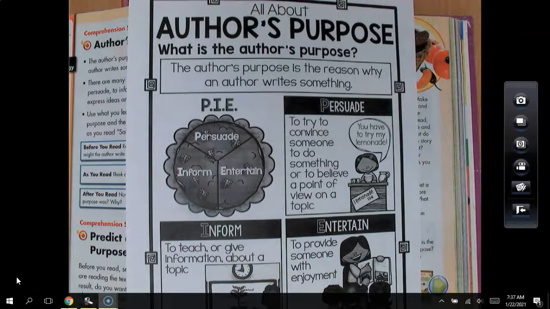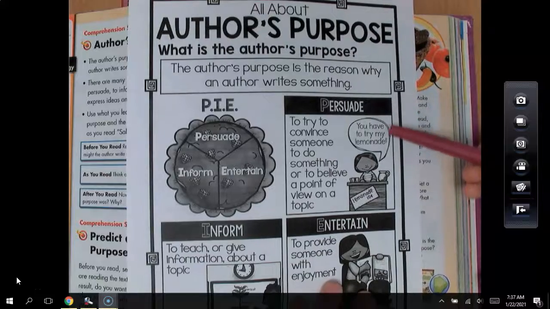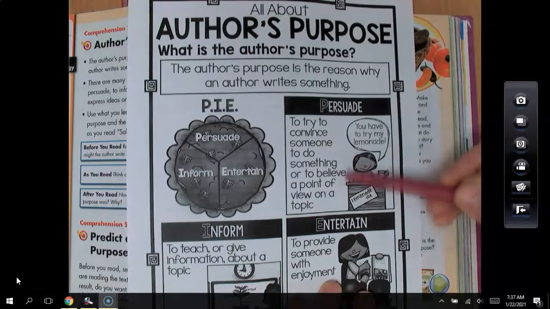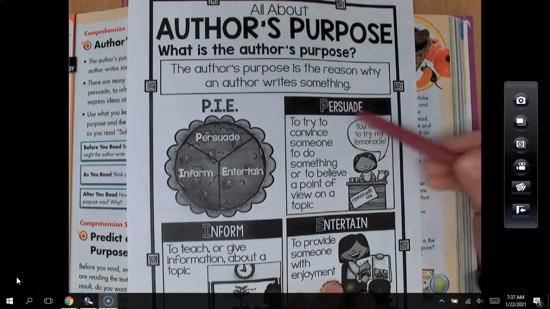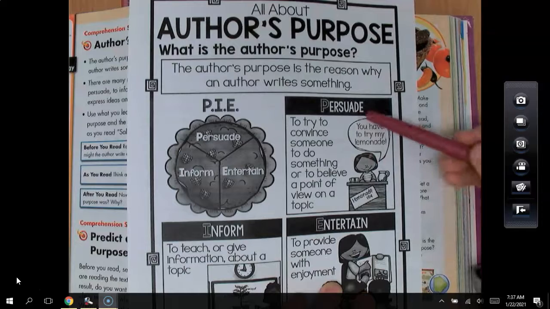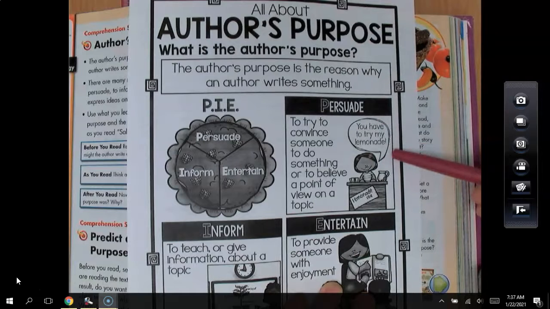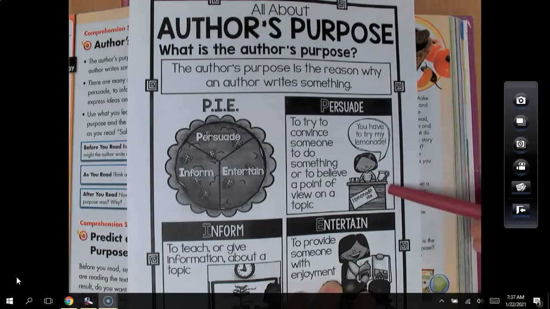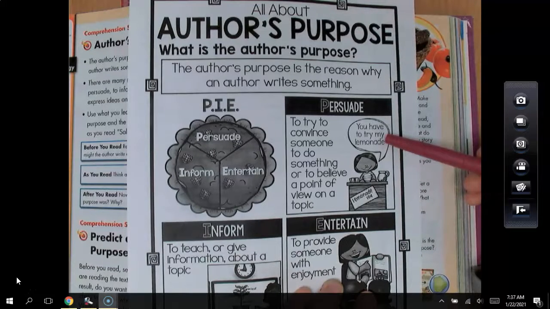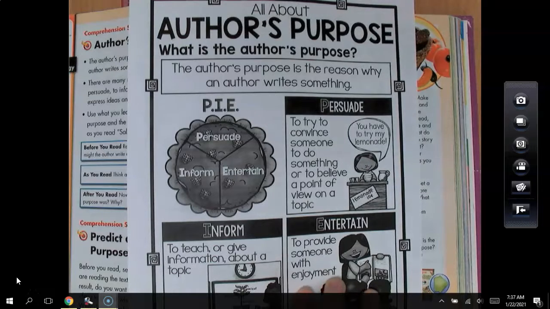If you look at this picture, it's a picture of a girl selling lemonade, and she has a speech bubble right here, and it says, "You have to try my lemonade." Well, this girl is selling lemonade. She's trying to persuade you to try her lemonade. She's saying, come on, come over and try my lemonade. It's so good. The best lemonade you've ever had. She's trying to persuade you to buy it.